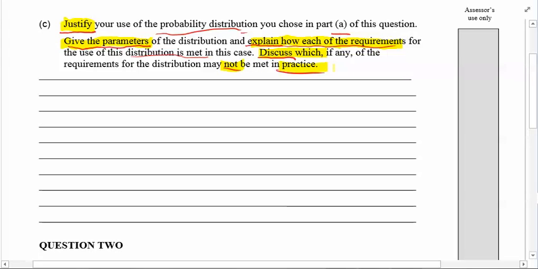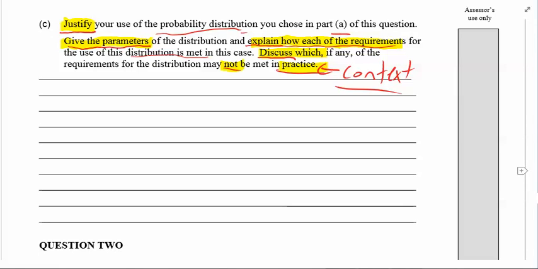Now, why have I highlighted the word practice, do you think? Well, the reason is that the word practice implies we're not just going to be talking about the theory of the binomial distribution, we're going to be talking about the context. So that word practice is a big clue that we need to relate it back to the context if we want to get the marks here. Okay, so firstly, as I just said, it is the binomial distribution.